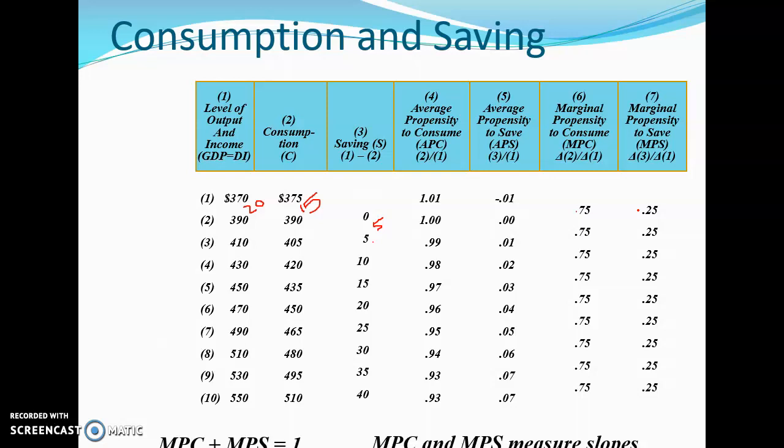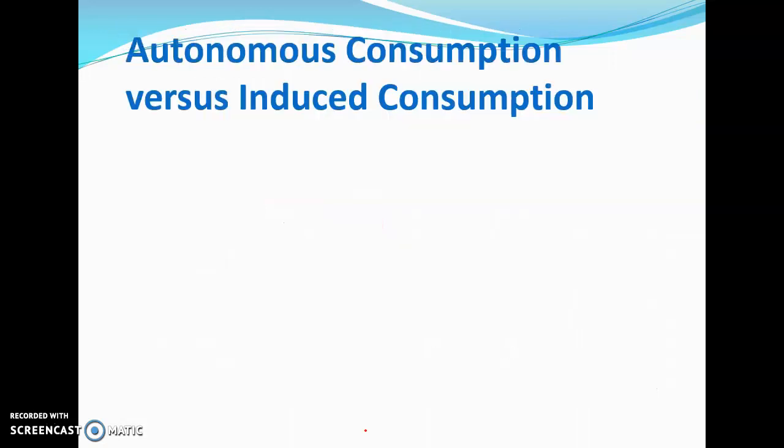MPC plus MPS is equal to 1 and MPC and MPS measure the slopes. Actually, the marginal propensity to consume and the marginal propensity to save are representing the slope. In the last slide we have drawn the consumption function, and what was the MPC in that case? It was actually the slope. If we draw the saving function too, the MPS is representing the slope of that function. You know what you mean by the slope? It is the change in the y divided by the change in the x-axis. So this is the same concept which we use in maths.